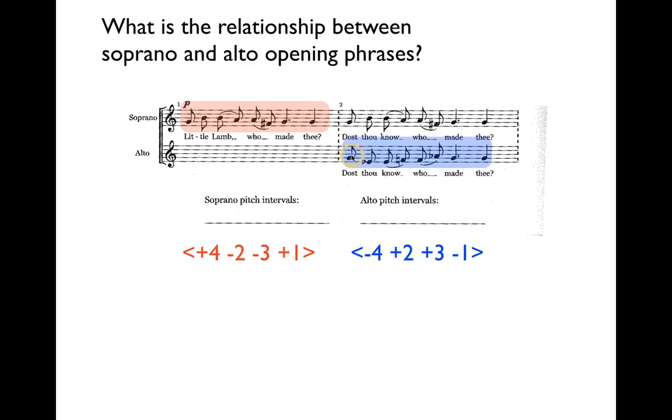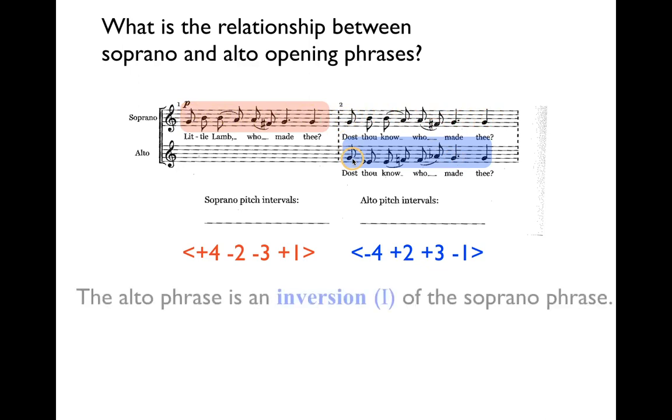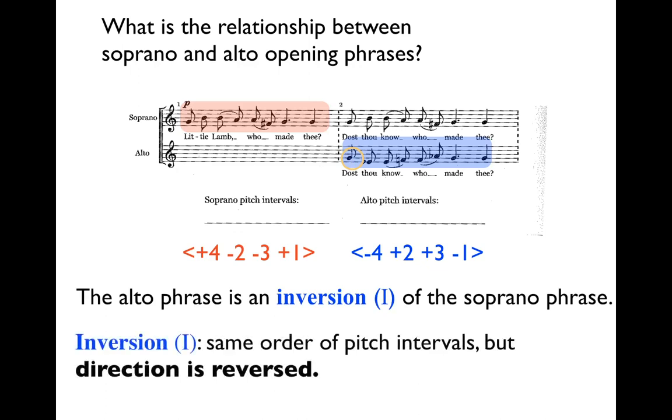Its inversion goes the opposite direction. So the same amount of half steps, just in a different direction, right? So its inversion goes down by major third, up by whole step, up by minor third, and then down by half step. So in this case, if you would like to call this the prime row form, it would be presented with its inversion. The alto phrase is an inversion of the soprano phrase. The inversion has the same order of pitch intervals, but the direction of those intervals is reversed.